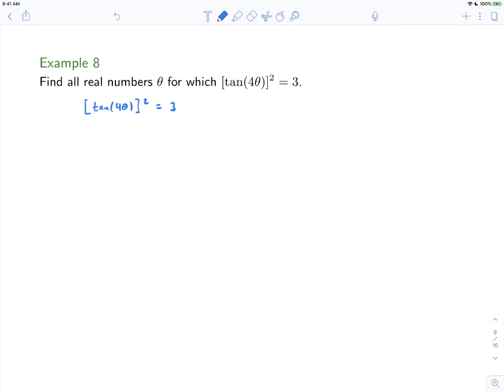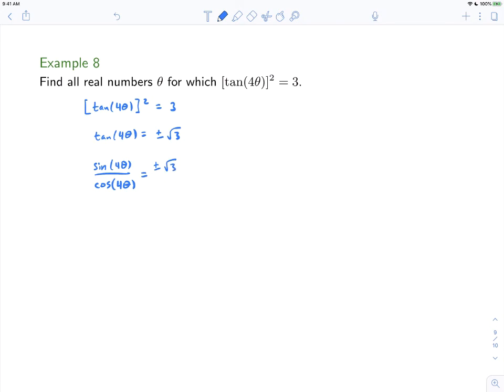So if tangent of 4 theta squared is 3, that means that tangent of 4 theta is plus or minus the square root of 3. So we want to figure out what angles give us a tangent of plus minus square root of 3. So let's write tangent in terms of sine over cosine. So sine of 4 theta divided by cosine of 4 theta is equal to plus or minus the square root of 3.